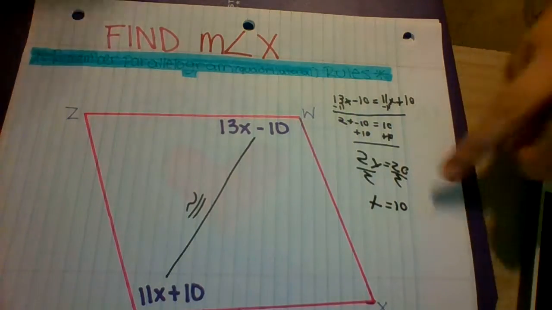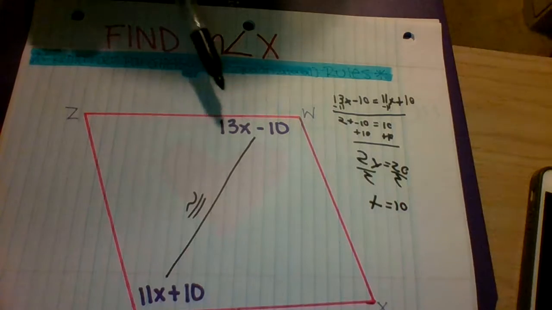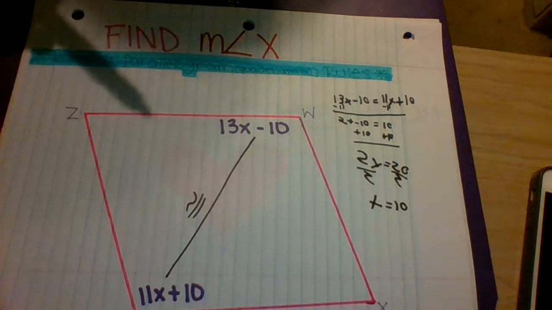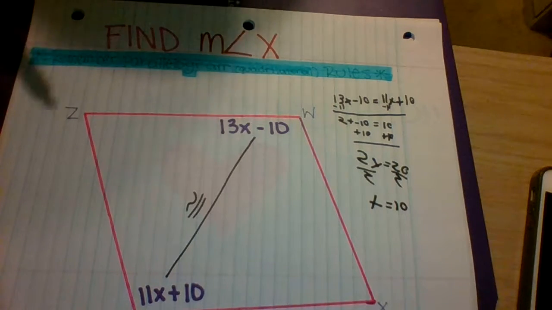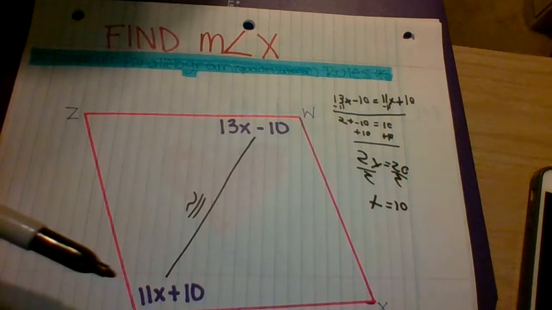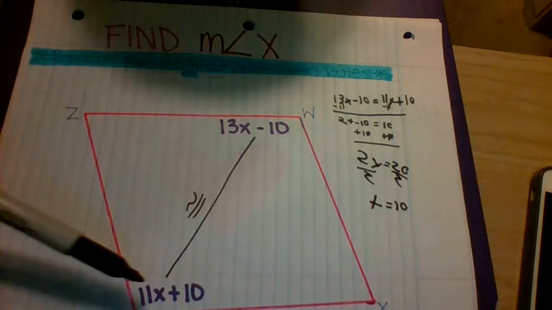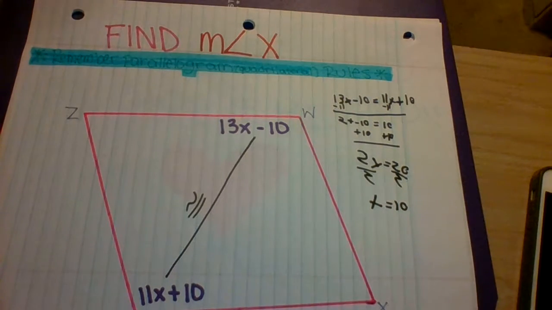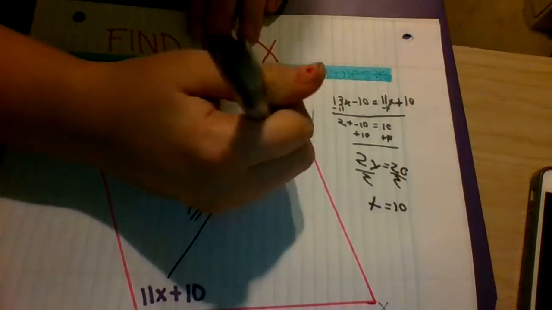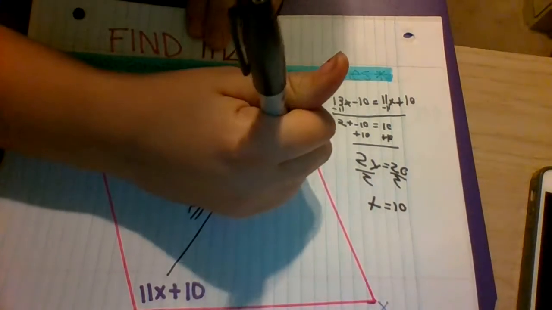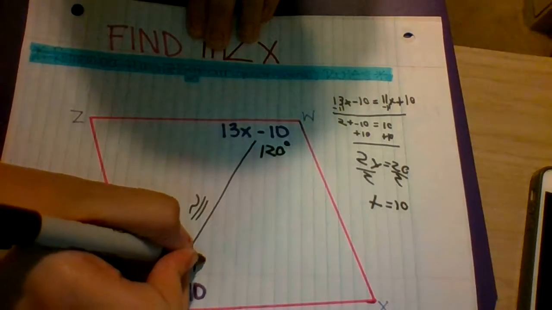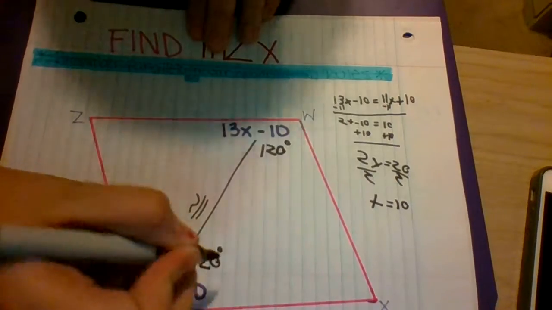And now that you know what x equals, you just plug it into where the x value is. So it would be 13 parentheses 10, close the parentheses, minus 10. And then down here, it would be 11x plus 10. And instead of the x, you would plug in 10. And doing this, you just add it up together and you get 120 degrees. And since they are congruent, this equals 120 degrees too.